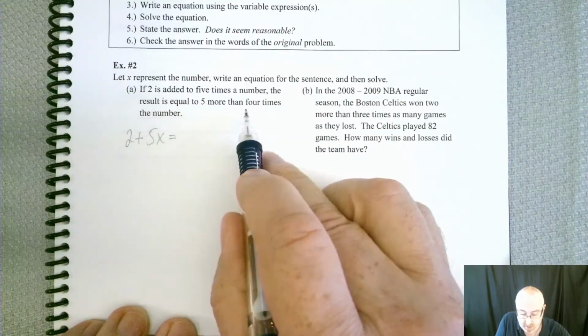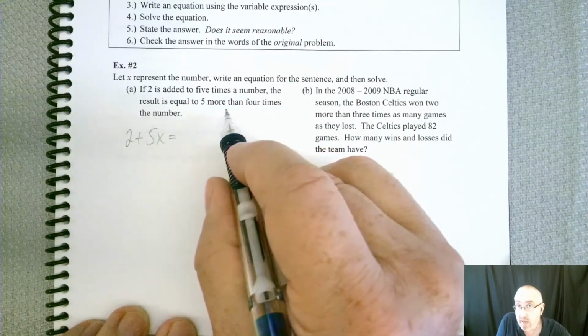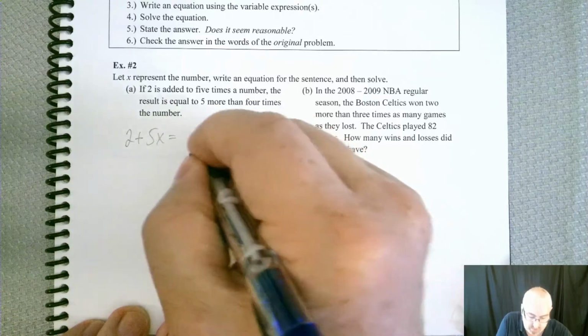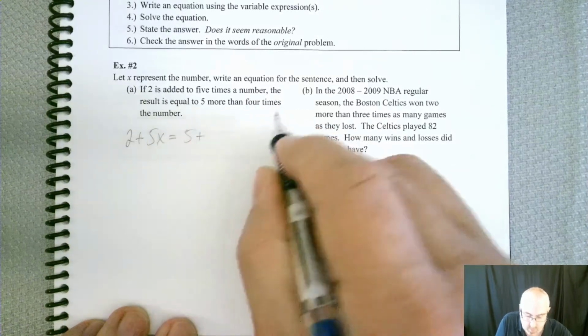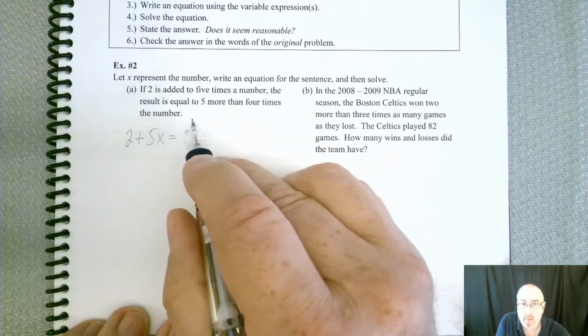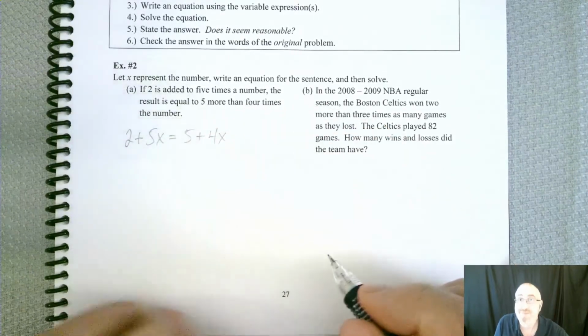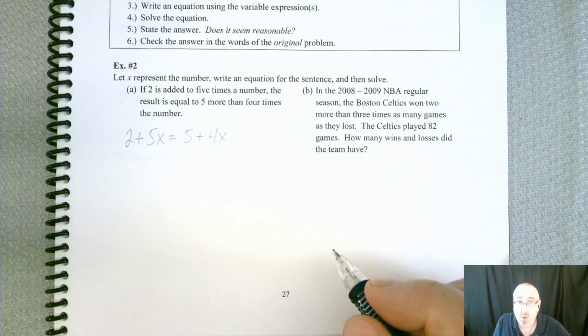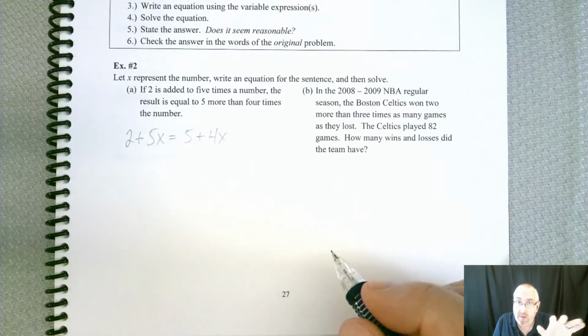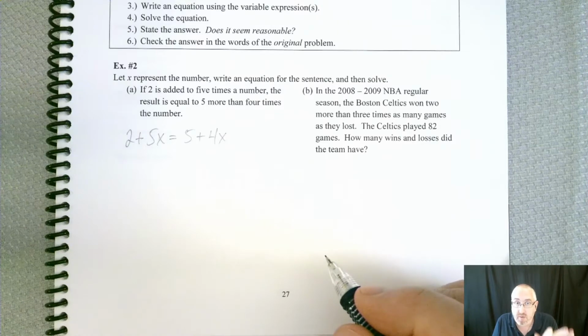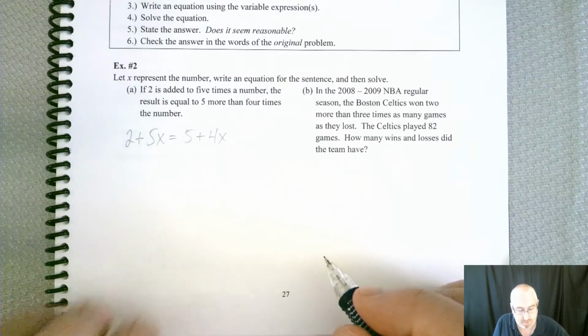5 more than, okay, so more than is addition, 4 times the number, 4x. And that's it. So some of these problems are going to be quick that way, in which you can just translate it from words directly into an equation. Other ones, not so much. So we're going to see some of those soon.